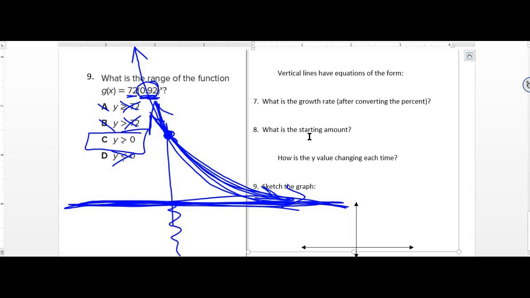Now, why is it not equal to 0? If y equals 0, that would mean it actually finally reaches this x-axis, which it doesn't. That's the asymptote. It approaches it, but never actually gets there. So it's just greater than 0, not equal to 0.